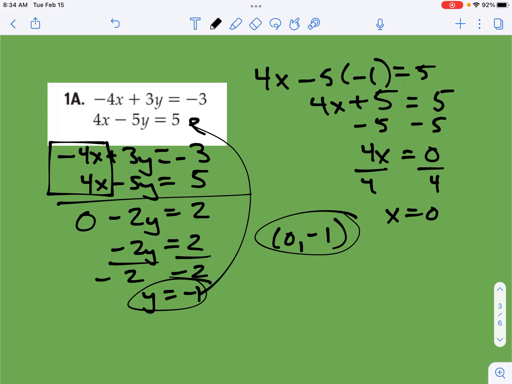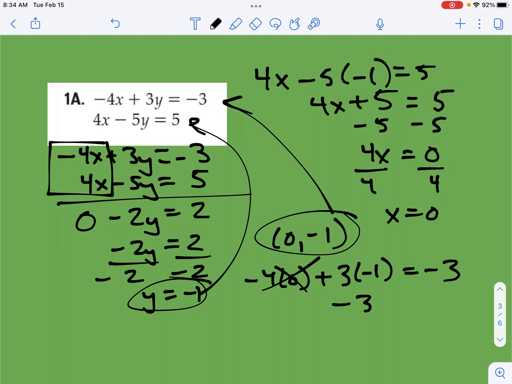So let's put this in this top equation. Negative 4 times 0. I love multiplying things by 0. It makes things so much easier. So this goes away, and you get negative 3 is equal to negative 3, which is what we want.